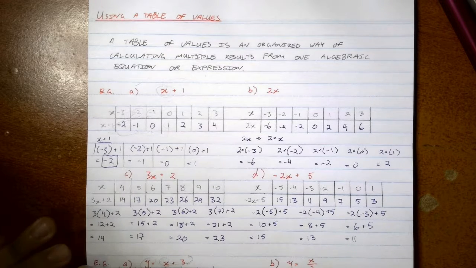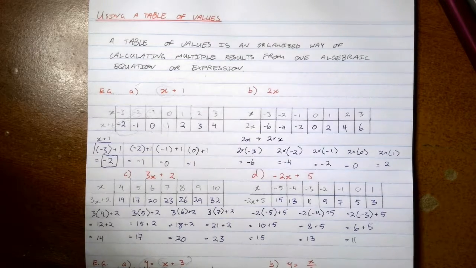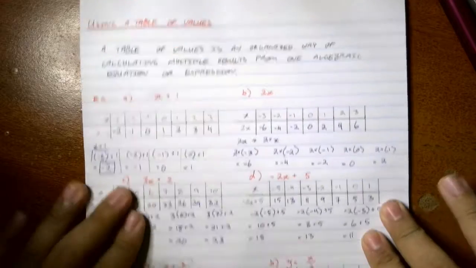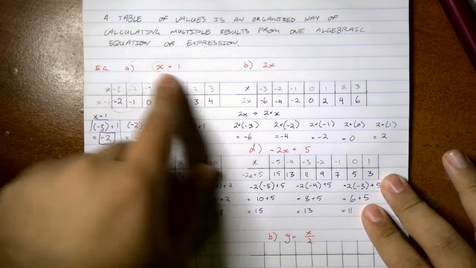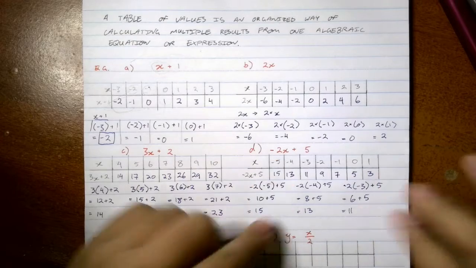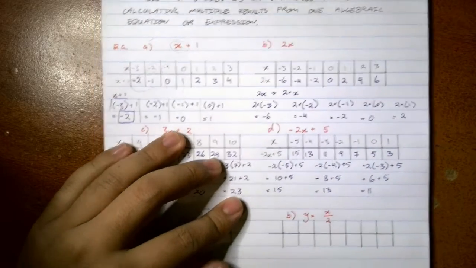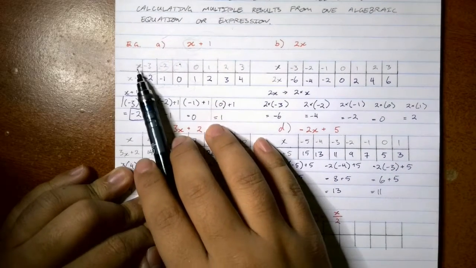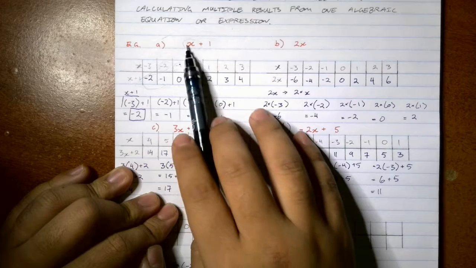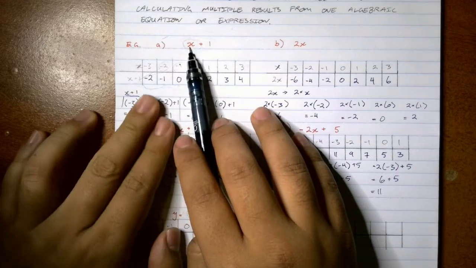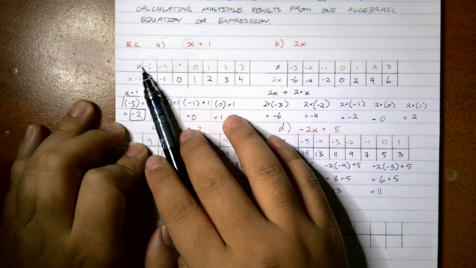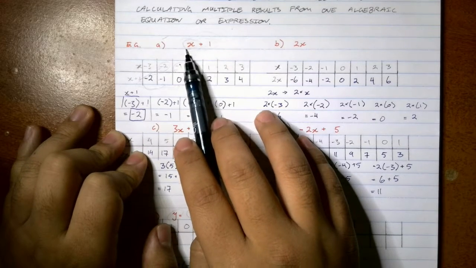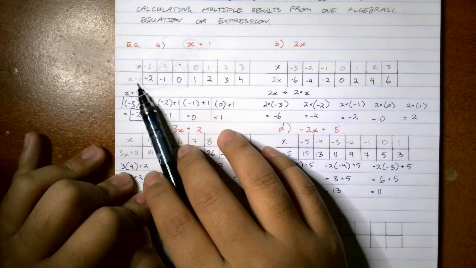Hello class, this is a video tutorial on using a table of values, and this is just a continuation of the video where first we showed how to do it for algebraic expressions. When we saw how, all we did was create a table where along the top row we have the variable or the letter which is present, and along the bottom row is the full expression that we saw. So when it's x plus 1, it belongs in the second row here.